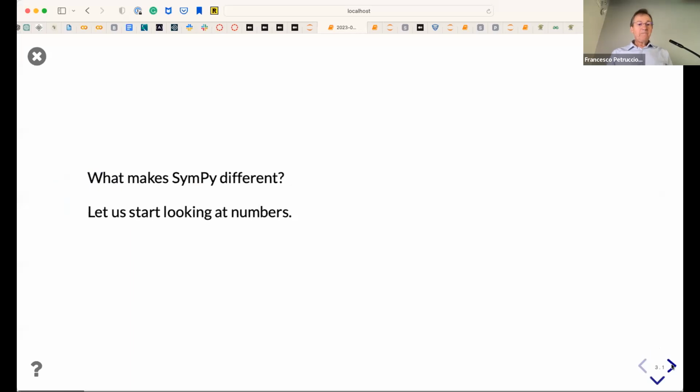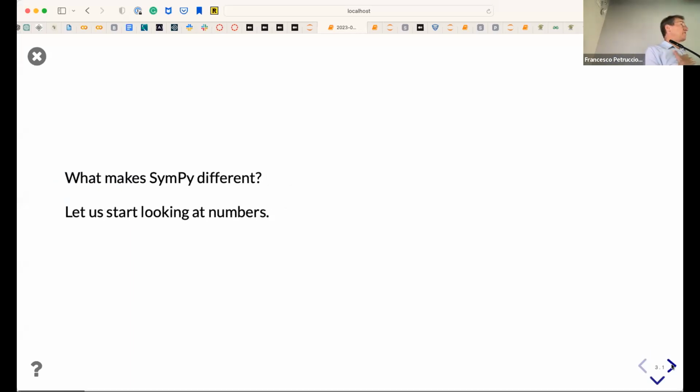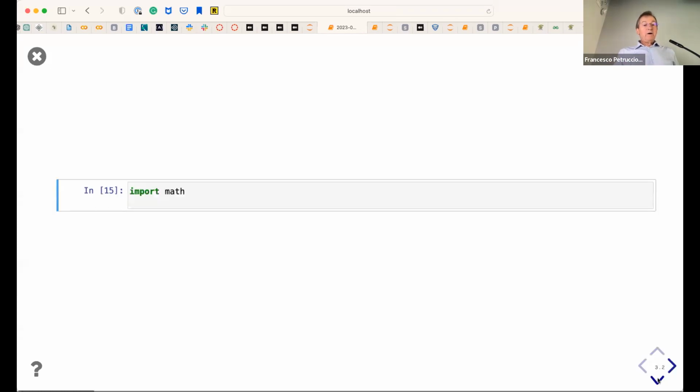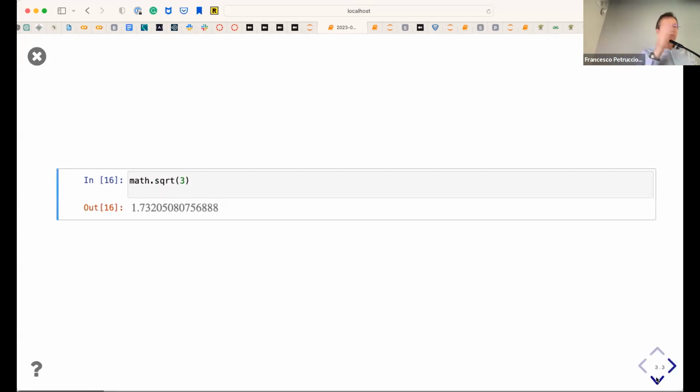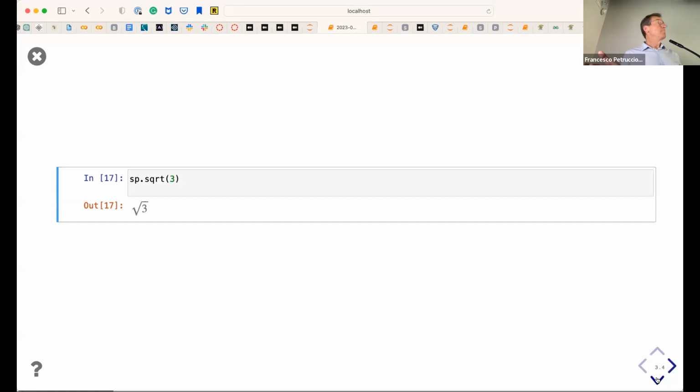Okay. So what makes SymPy different? Just to start really elementary, let's give a look at numbers. You know that in Python you have integers and floats and so on. For instance, if you do import math and you print the square root of 3, you get 1.73 blah blah blah. You can do the same in SymPy.